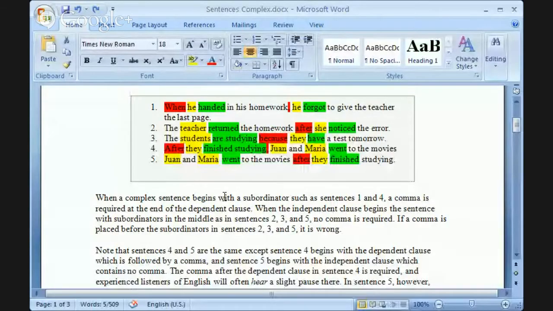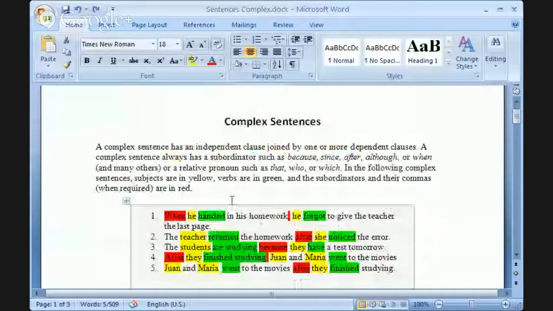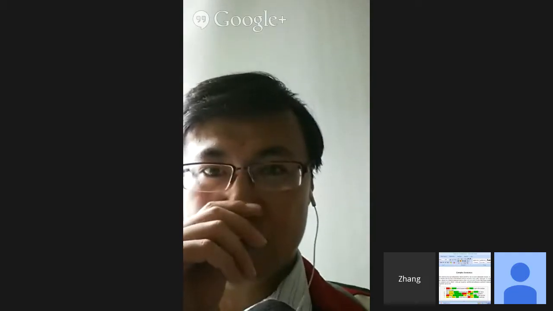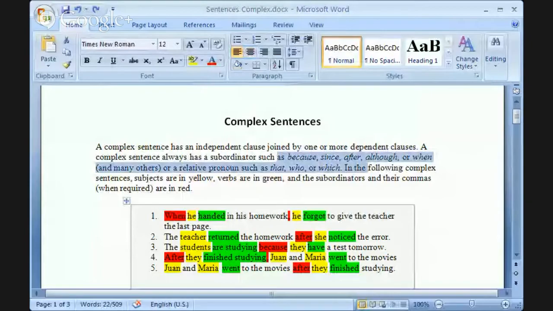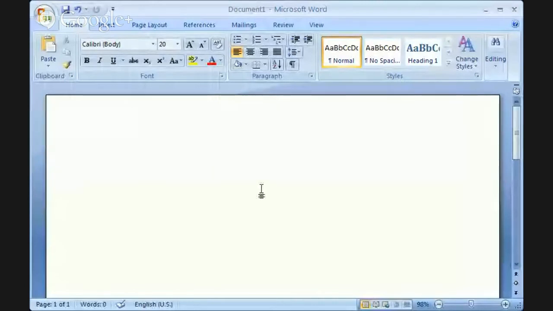Okay, terrific. I would like you, first of all, to form a sentence with a subordinator, maybe with one of these words: because, since, after. Let's try after. Okay. Zhang, I would like you to form a sentence using the word after in the sentence. Anywhere in the sentence. I want to prove a point. Let's do an experiment here. A blank document. Go ahead.